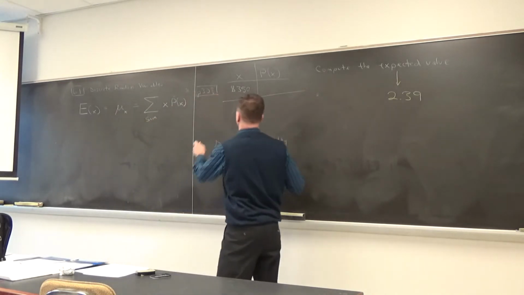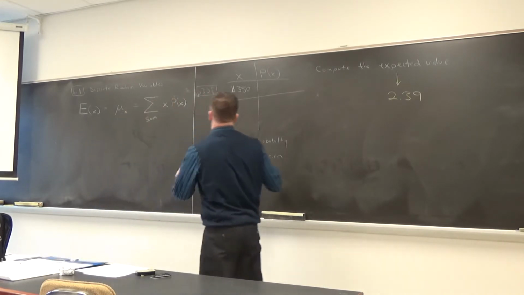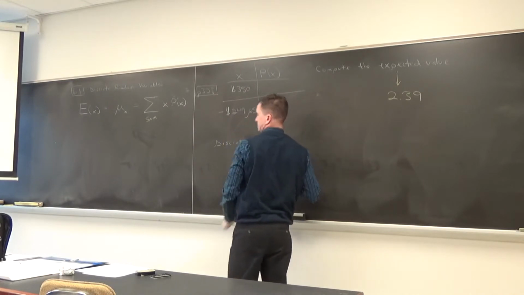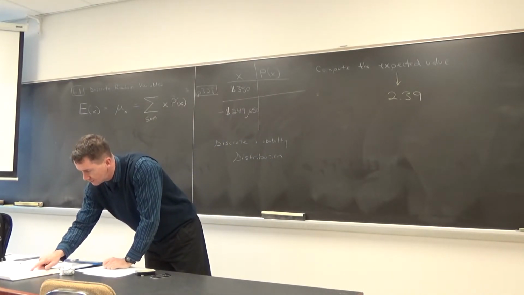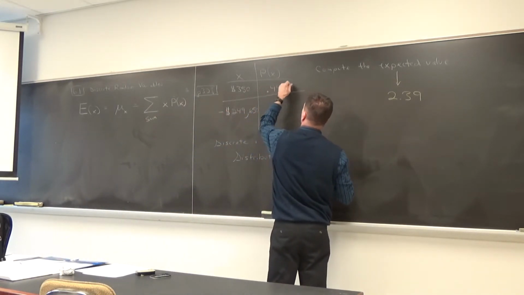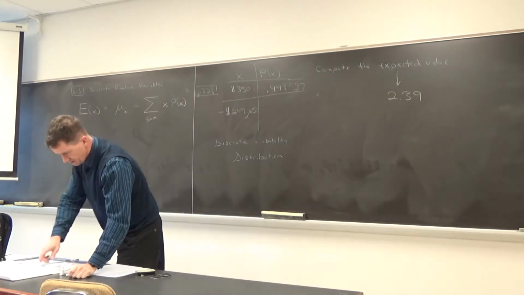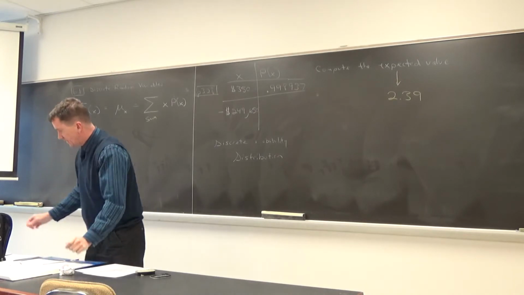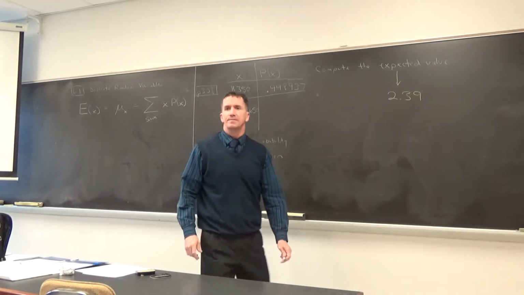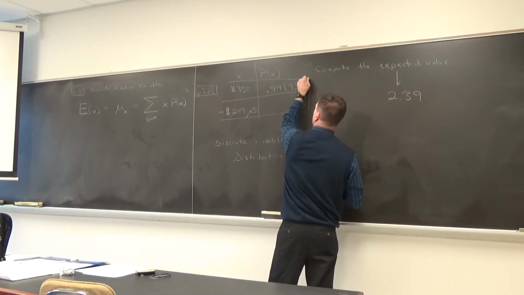This value has a negative 249,650. The probability is 0.998937. Let me make sure I got that number correct. 0.998937. Oh, good. Hey, just like the last problem, this column right here on the right.